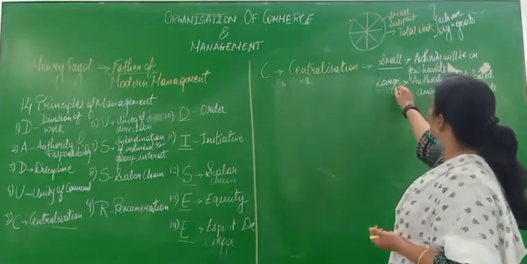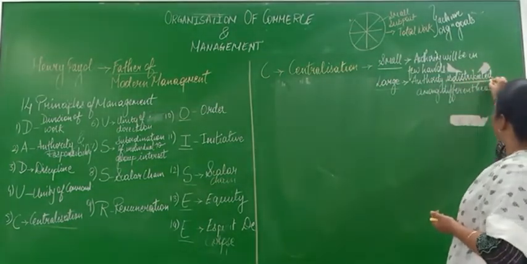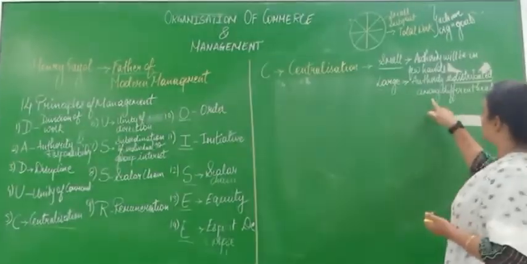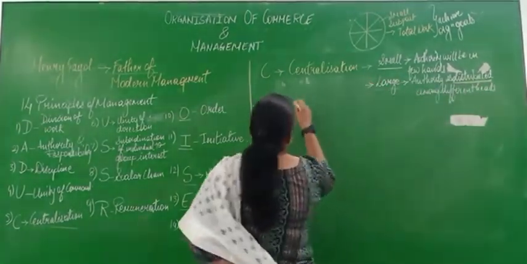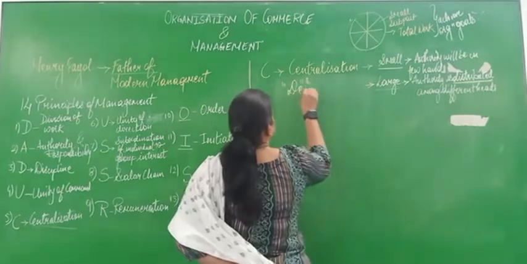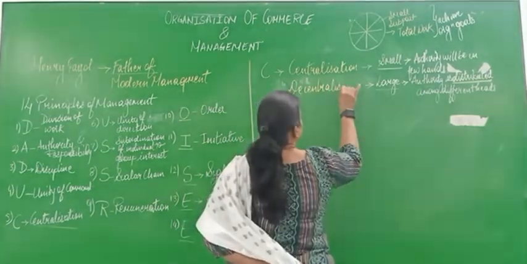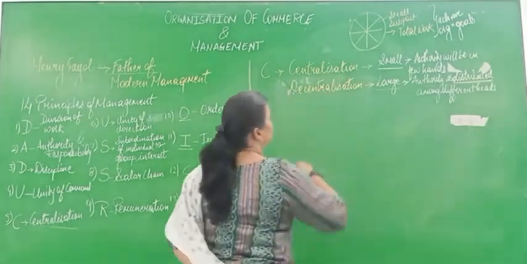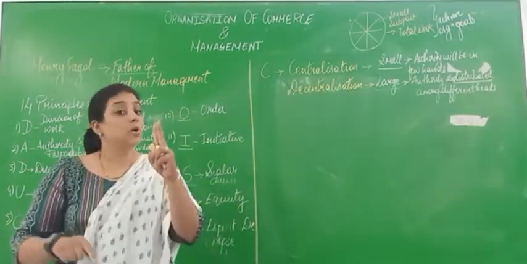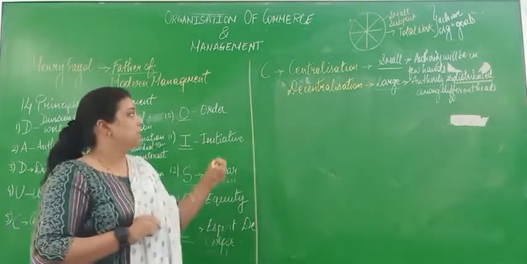But jahan large organization hai, wahan pe authority ko kya kiya jayega? It will be distributed among the different heads, and this is known to be as decentralization, right? So there's two concepts given in your textbook, centralization and decentralization.